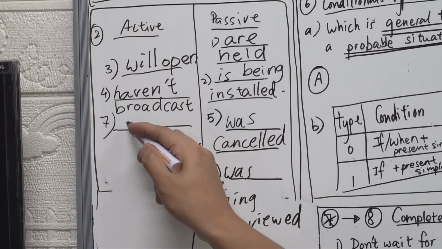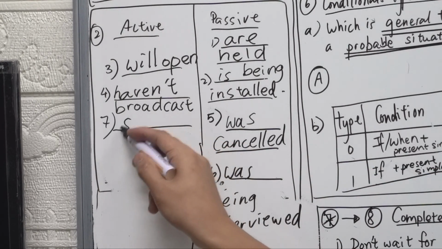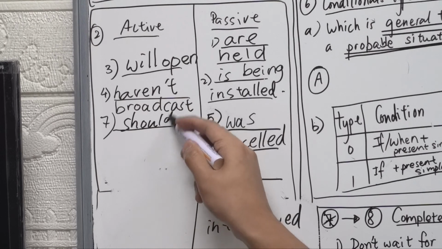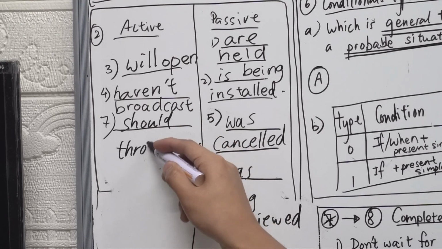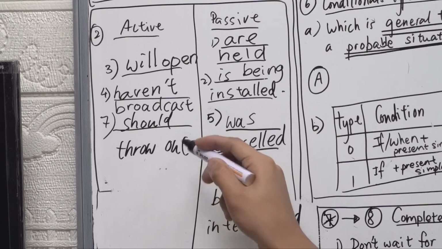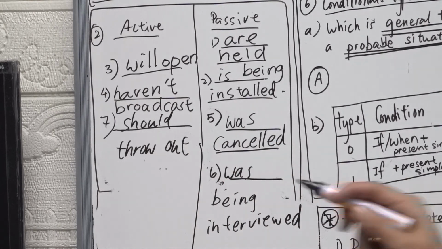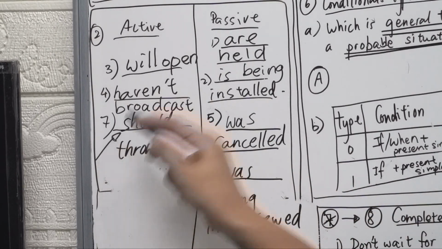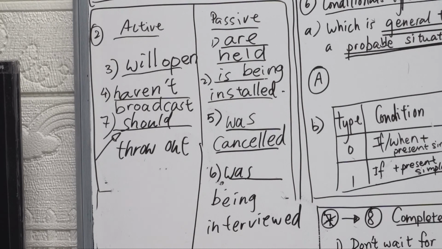Very good. So you, did we write you? Yes. So should throw out. Okay, and this tense, what I wrote before, this is a modal. Modal, right? Should, ought to, must, have to, those are modals. Throw out, that's the present infinitive, present tense.